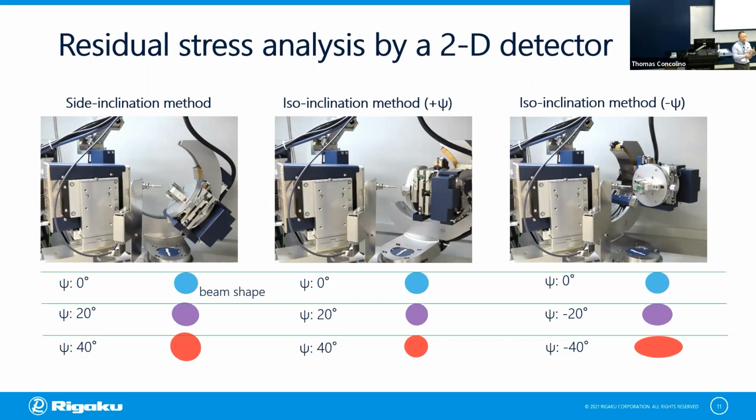The table here approximately shows what the shape of the X-ray beam will be on the sample surface. For example, with the side inclination, of course, the beam shape on the sample surface becomes broader, with more tilting of your sample towards the incoming beam. The iso-inclination psi method, plus psi and minus psi, keeps the beam shape smaller compared to the other 2 methods. So that's why we normally use this plus psi, minus psi iso-inclination geometry for residual stress measurement, because X-rays are kept small on the sample surface.